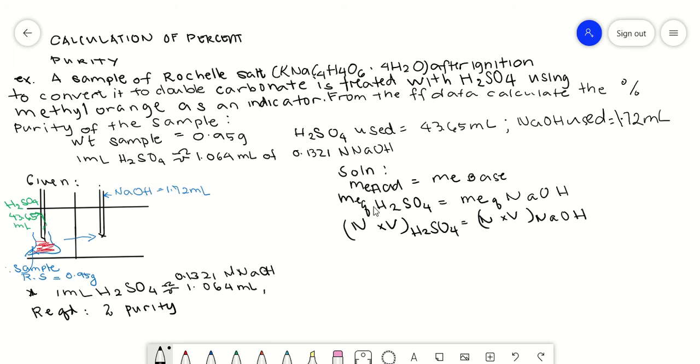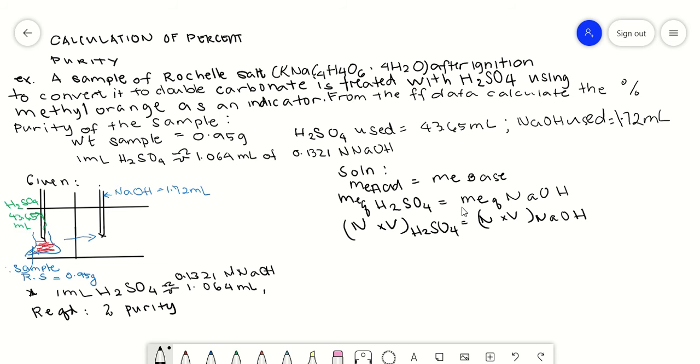Okay, so again we make use of the formula: milliequivalents of the acid is equal to milliequivalents of the base. In solving the percentage purity, the milliequivalents of the Rochelle salt is equal to the milliequivalents of sulfuric acid minus the milliequivalents of sodium hydroxide used in back titration. However, we do not know the normality of sulfuric acid, but we can compute it by using this concentration ratio. So we make use of this formula first.